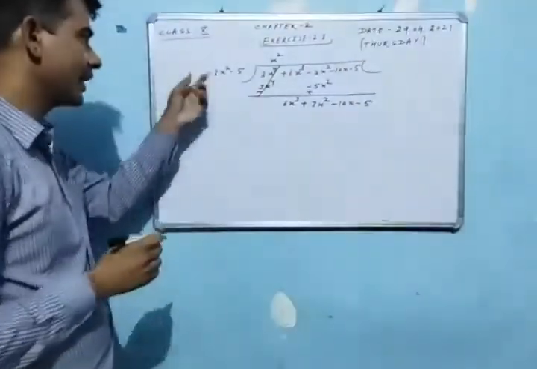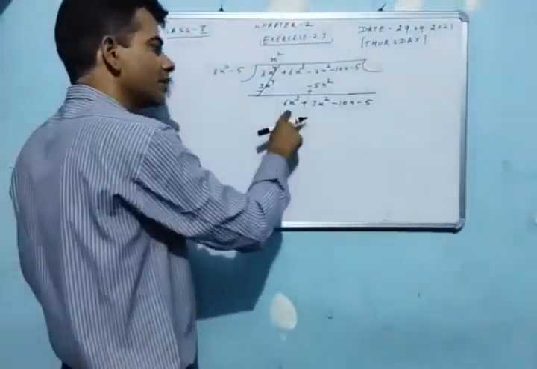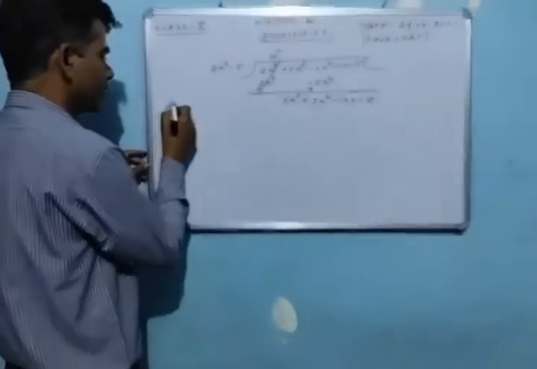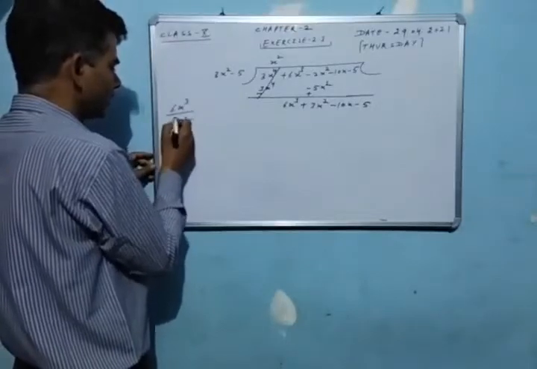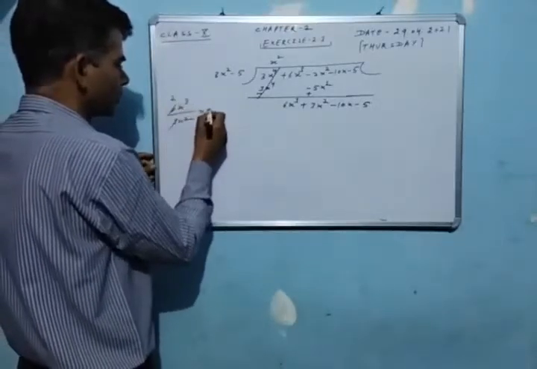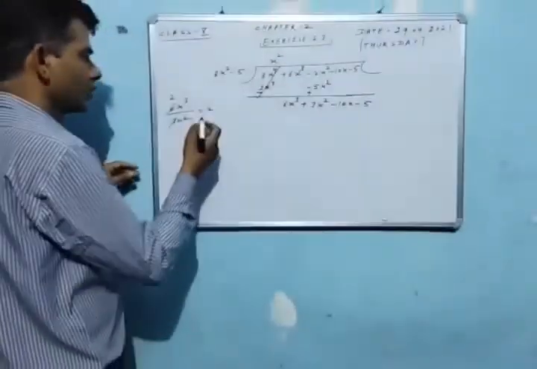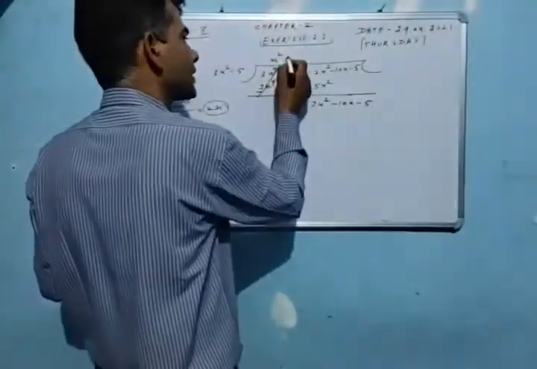Now student, 3x square. By this number 3x square is multiplied, the result will be 6x cube. Now 6x cube divided by 3x square, 3 to the, that is 2x cube divided by x square. Now x is left. Now students, plus 2x.